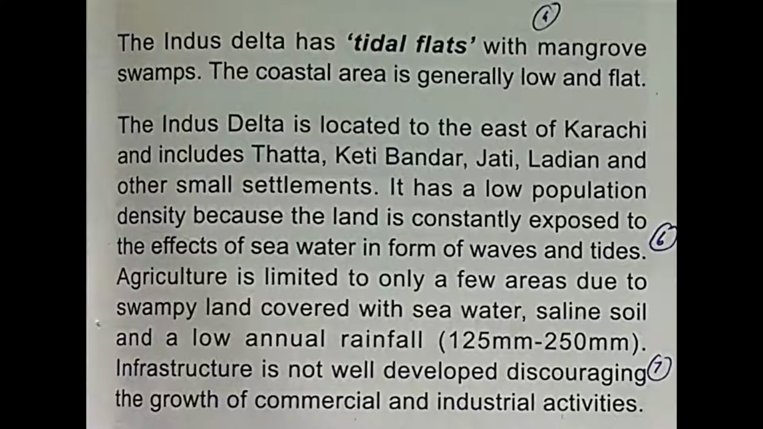The Indus Delta is located to the east of Karachi and includes Thatta, Keti Bandar, Jetty, Ladia and other small settlements. So these are the locations where we can see the Indus Delta. It has a low population density because the land is constantly exposed to the effects of seawater in the form of waves and tides.